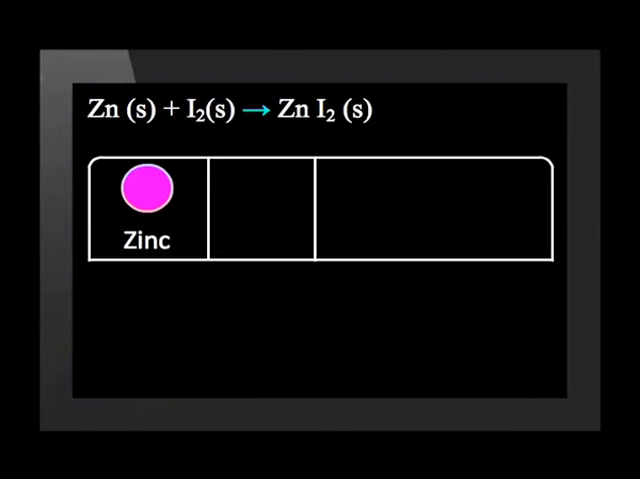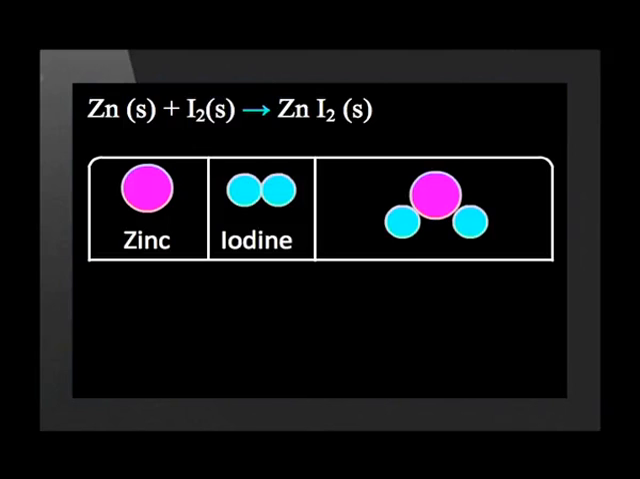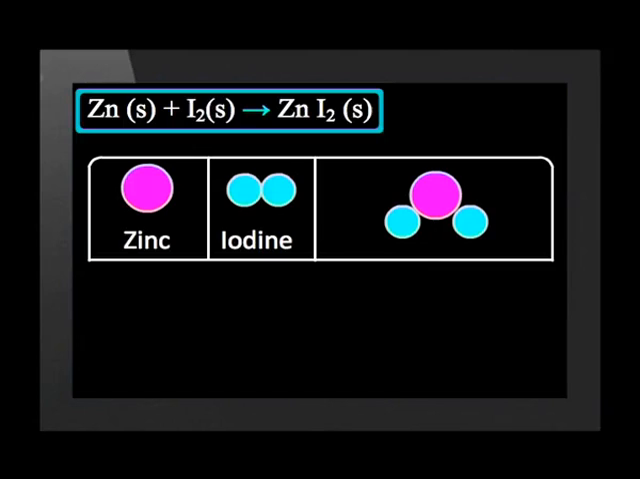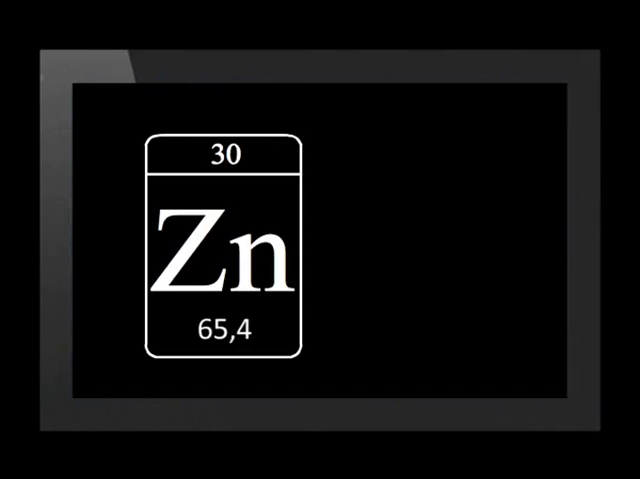1 atom of zinc reacts with 2 atoms of iodine in an iodine molecule. The product formed is zinc iodide. 1 particle of zinc iodide consists of 1 atom of zinc and 2 atoms of iodine. The balanced chemical equation shows us that 1 atom of zinc and 2 atoms of iodine react to form zinc iodide, which consists of 1 atom of zinc and 2 iodine atoms. The atoms are conserved.